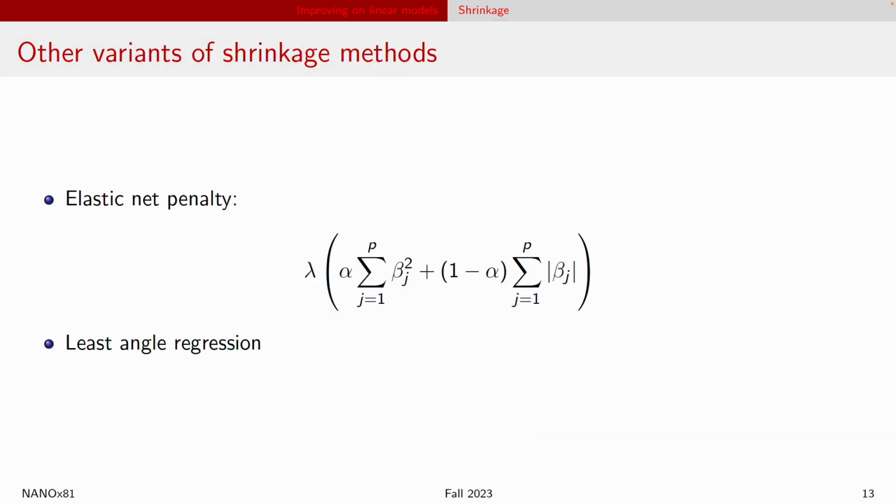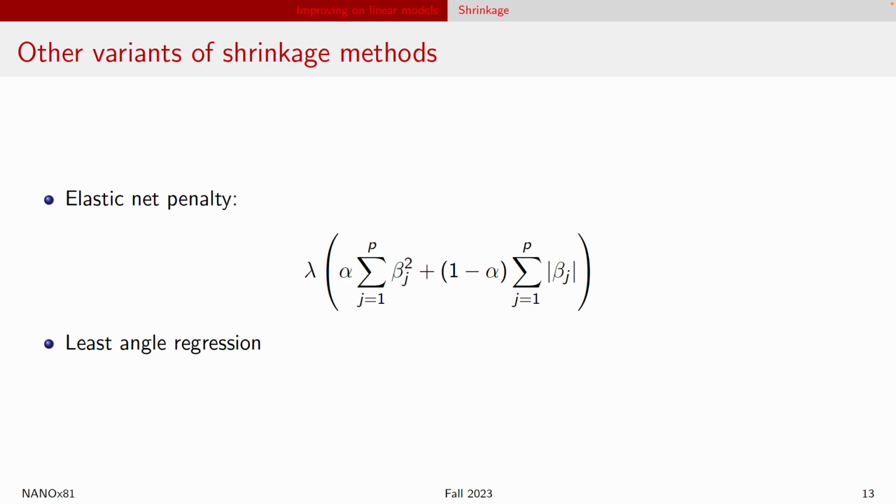Now, other than ridge regression and lasso regression, you can imagine that there are other ways in which you can define your penalty term. Another one that is very popular is called the elastic net penalty. This is basically just a combination of your ridge and lasso regression. The penalty term is just your ridge regression penalty term plus your lasso regression penalty term in some ratio, and then you still have your lambda parameter.